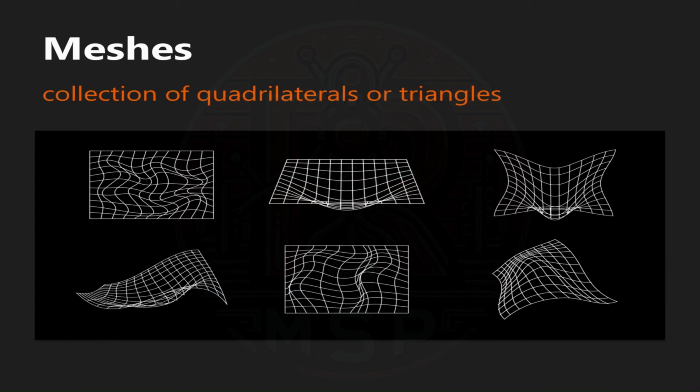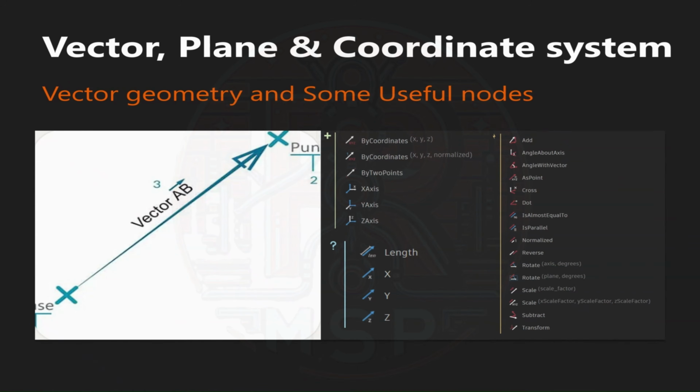Now similar to solid geometry, we also have mesh geometries. We will learn how we can use them, which nodes and what operations we can do on mesh geometries. As we now have sufficient knowledge about geometries, we have one more important topic remaining for the concept of creating a Dynamo graph for geometric operations, and that is vector, plane and coordinate system.